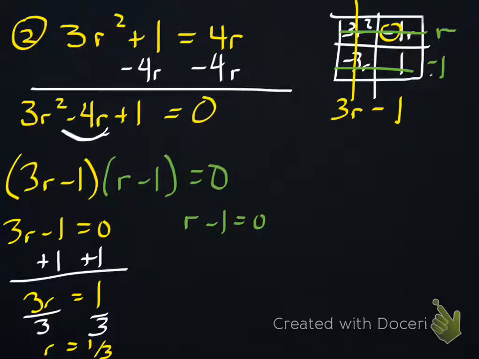Okay? Then the other one. We're going to add 1 to both sides. And we end up with r is equal to 1. So my two solutions are 1/3 and 1. So this should be familiar. This is exactly how we were finding the zeros, or where it crossed the x-axis, before.